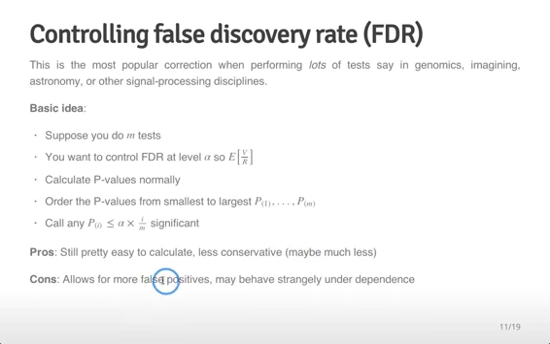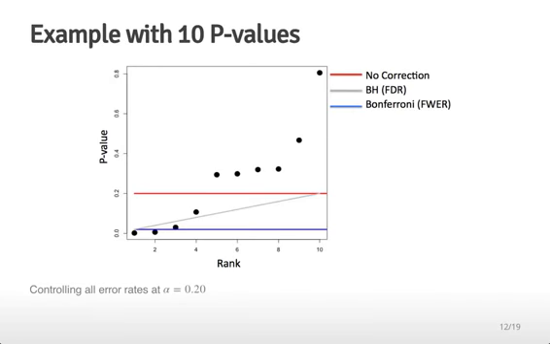The cons are that it does allow for more false positives, so if you let the error rate be very large, you might find a lot of false positives among the significant results. And it might also behave strangely under dependence. In other words, if you perform hypothesis tests that are related to each other, say for example including different sets of parameters in the same regression model and trying out a bunch of different regression models, you can get strange behavior of the false discovery rate.